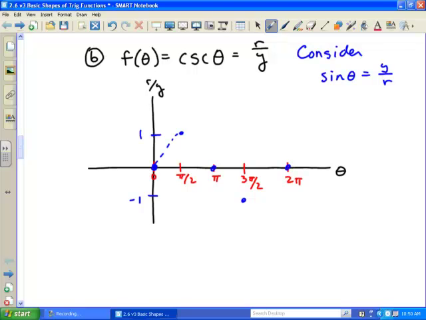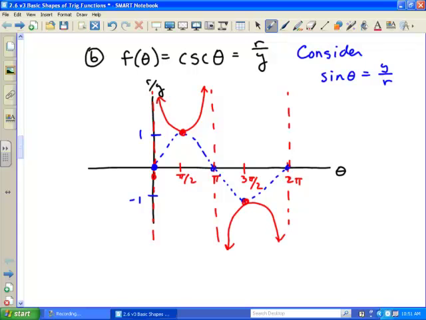I will dot this, indicating that this is my guide function. Anywhere that sine crosses the x or the theta axis, there will be an asymptote. So there's a vertical asymptote at 0, a vertical asymptote at pi, and a vertical asymptote at 2 pi. Cosecant acts just the opposite of sine. So we'll have a point here, a parabola-looking shape opening up. We'll have a point here, a parabola-looking shape opening down. That concludes my lesson on the basic shapes of trig functions.